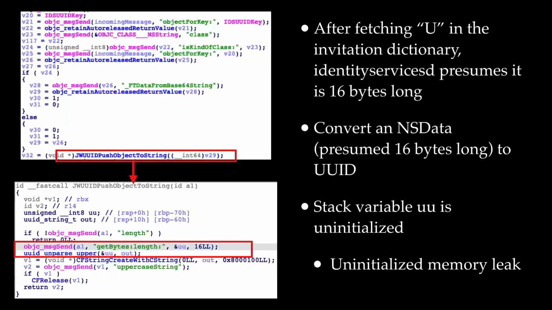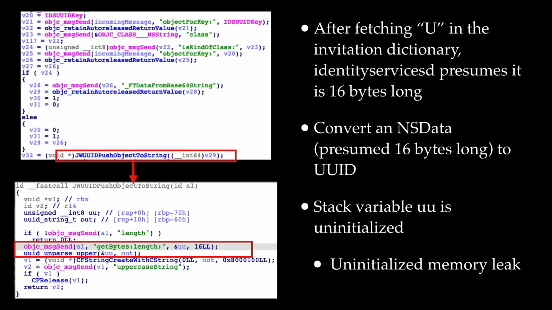But if you look at how the receiver parses the UUID, you will find something interesting. After an invitation is received, identityservicesd will try to parse the dictionary. The first step is it tries to fetch the U key in the dictionary, and if the value object is NSData, it will pass the NSData to a function called GWUUIDPushObjectToString. You don't have to read the whole code. The function is supposed to dump the NSData buffer into a local stack-based buffer, and then convert the local buffer to a CFString.